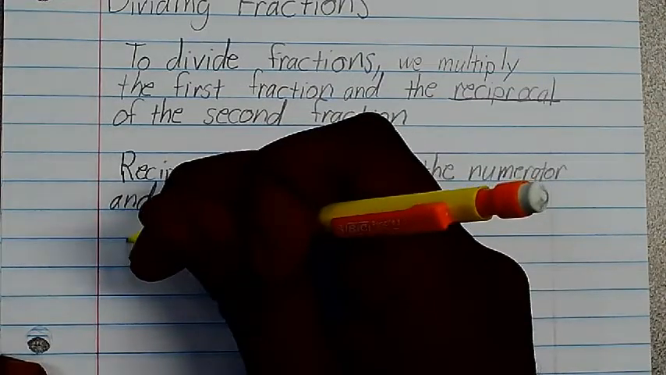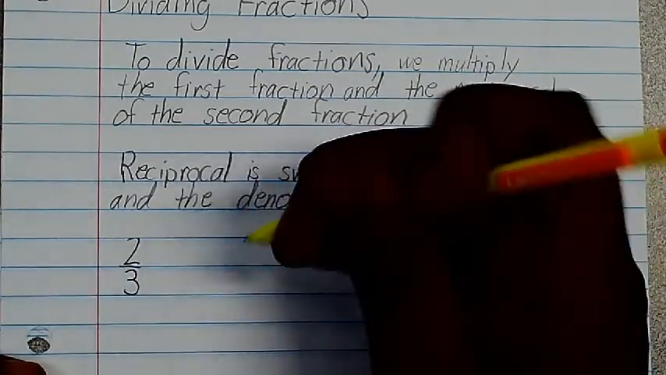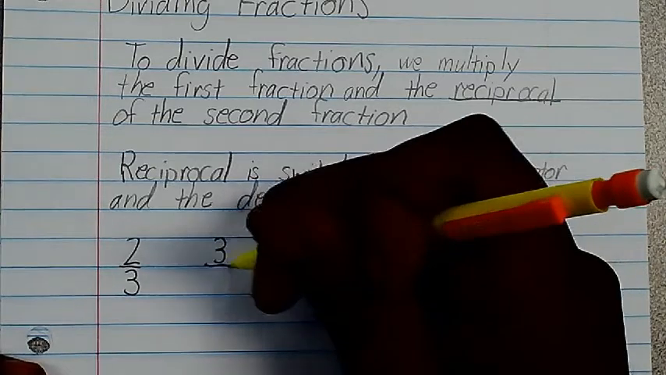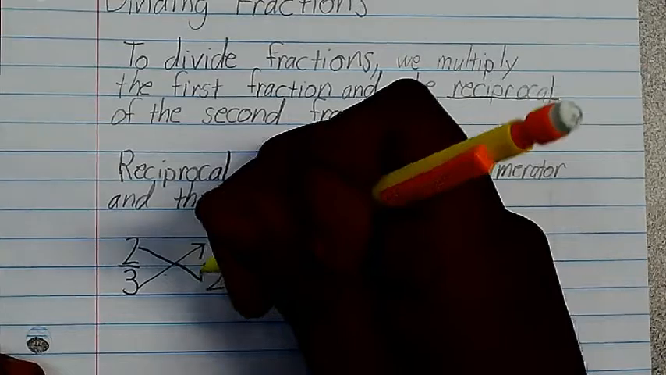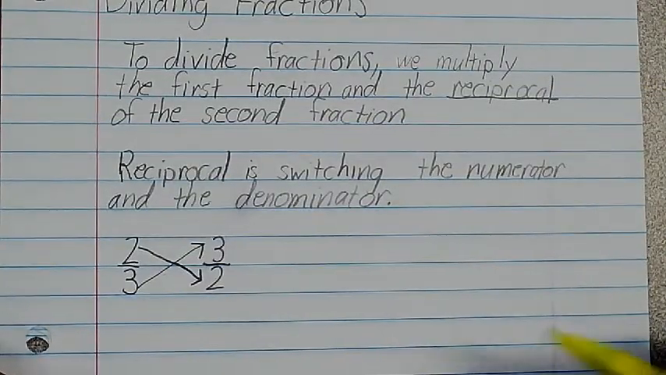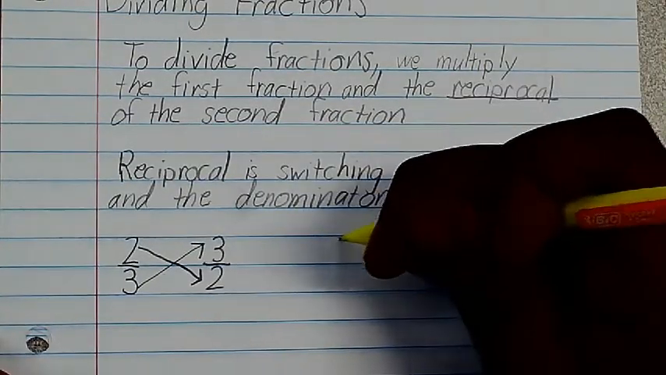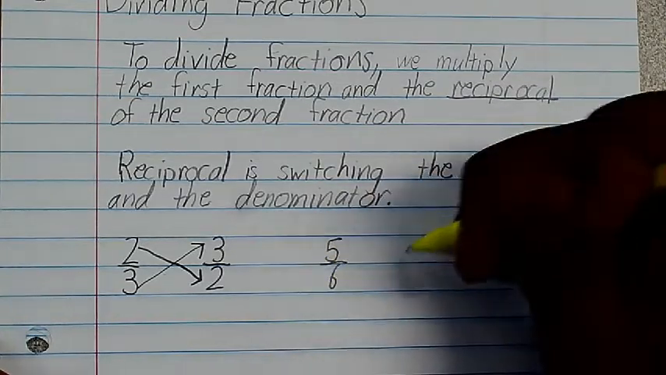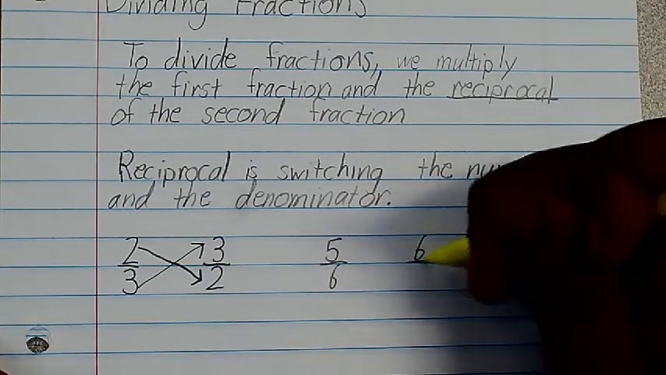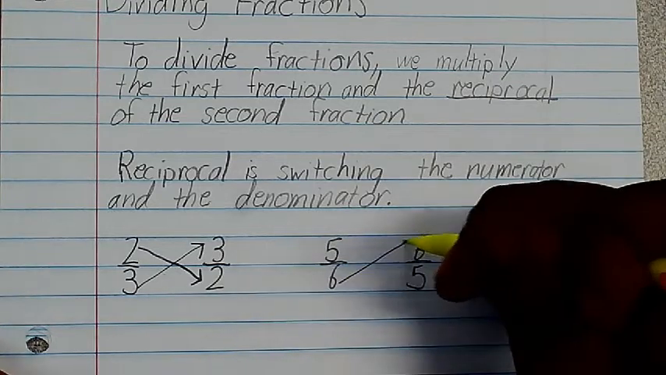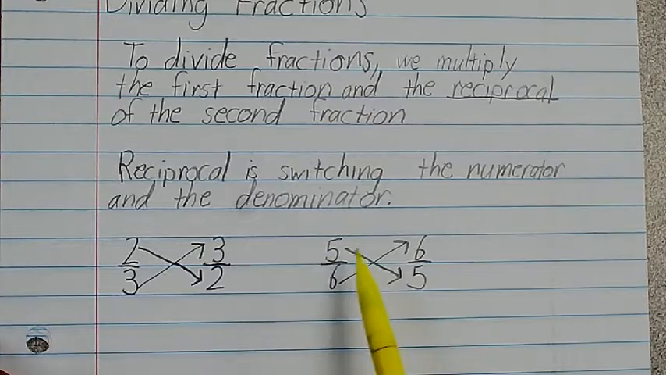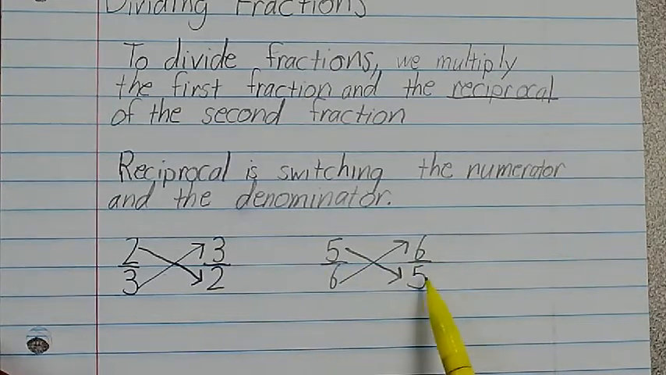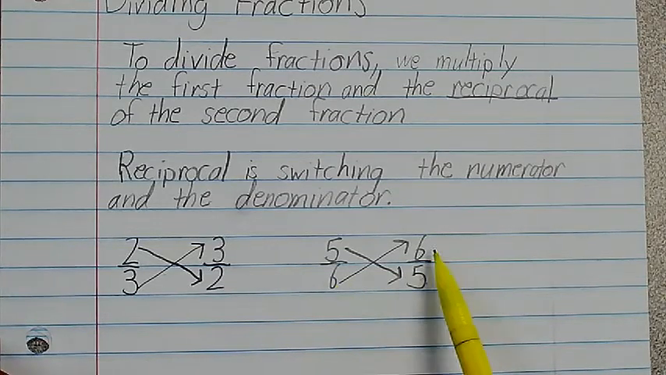For example, if we have 2/3, the reciprocal would be 3/2. We switch the numerator and we switch the denominator. Okay? Another value, let's say we have 5/6, and the reciprocal here would be 6/5. We switch the numerator and we switch the denominator. Okay? So that's the reciprocal. A reciprocal is when we switch the numerator for the denominator and the denominator for the numerator.